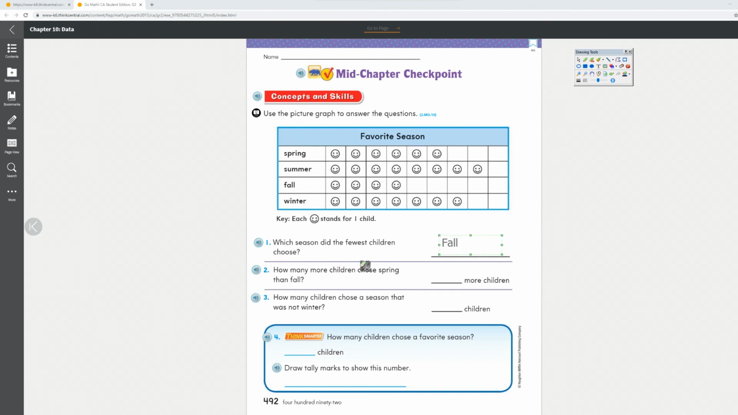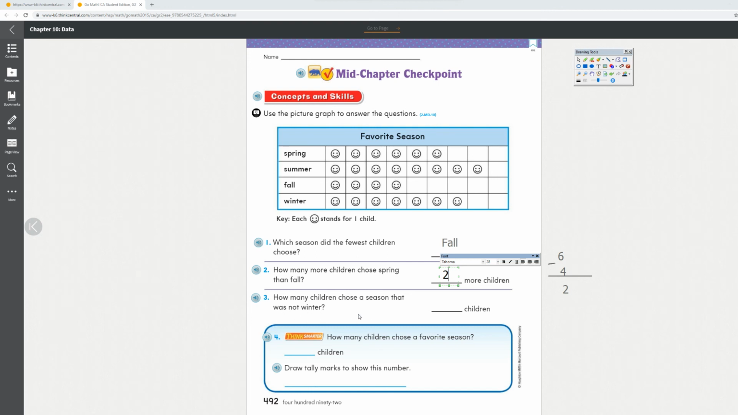For number 2, how many more children chose spring than fall? So for this one, we're going to have to do a subtraction problem. So we need to subtract spring and fall. So we can see that there are more children in spring than fall. More children that chose spring than chose fall. So let's do spring first. We can do spring, which is 6 children, 6. And then we'll subtract fall, which is 4. And we are left with the number 2. So how many more children chose spring than fall? 2 more children.